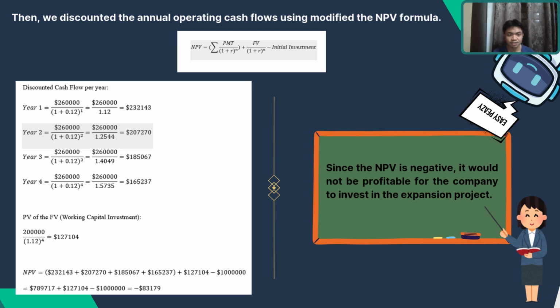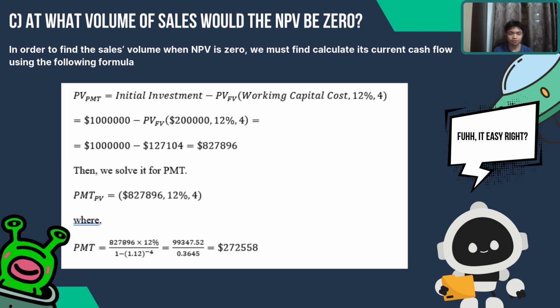first the sum of the discounted cash flow per year, which we got 789,717, plus the present value of the working capital investment, which we got 137,104, minus the initial investment, which is 1 million, so we get NPV equals minus 83,179. Since the NPV is negative, it would not be profitable for the company to invest in the expansion of the project, meaning that the project will not be continued by the company. Then we proceed to the next question.